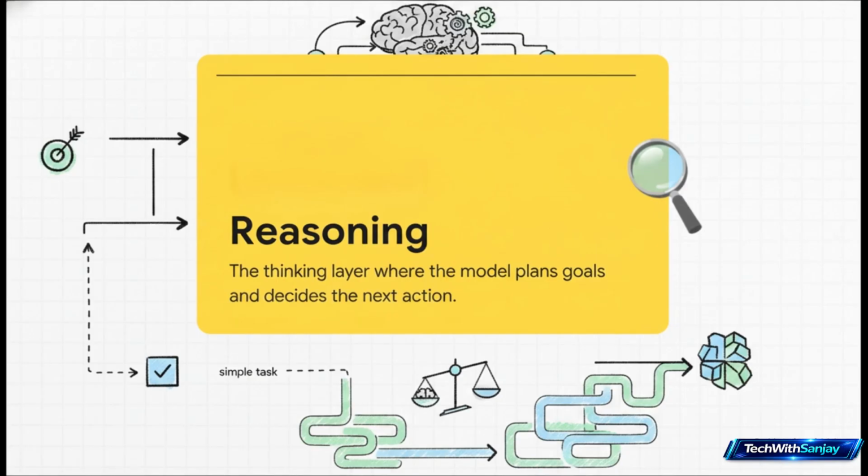It's the layer where the model plans, breaks a big goal into smaller steps, and decides its next action based on what's currently happening. The trick here is matching the model's reasoning power to the actual task. Don't fall into the trap of using a massive, super expensive reasoning model for a basic pattern matching job. Always scope the brain to the task.